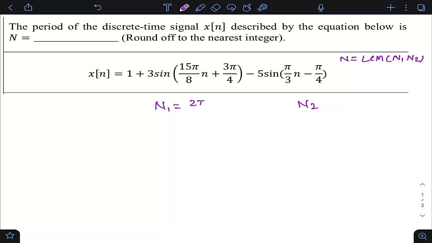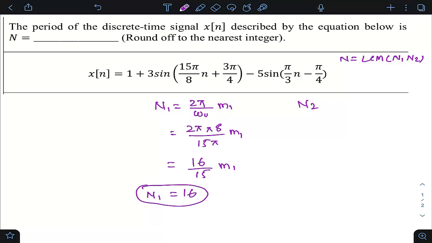N1 is 2 pi by omega naught into m1. The omega naught value is 15 pi by 8. So it is 2 pi times 8 by 15 pi, into m1. Pi cancels out, and it is 16 by 15 into m1. By selecting the m1 value as 15, the N1 value comes as 16. Because 2 pi by omega naught is a ratio of two integers, there is no doubt that this is a periodic signal. It is satisfying the condition that 2 pi by omega naught is a ratio of two integers. And because it is periodic, by selecting m1 as 15, we got the value of N1 as 16.